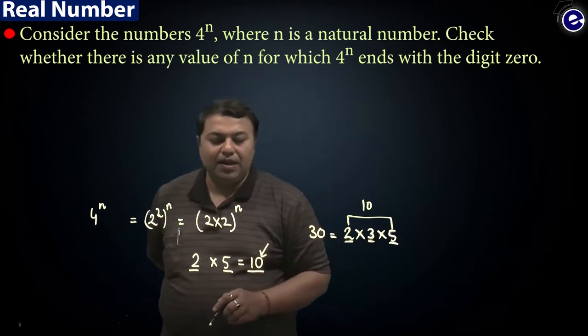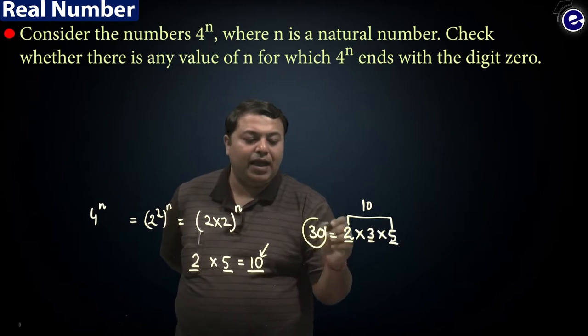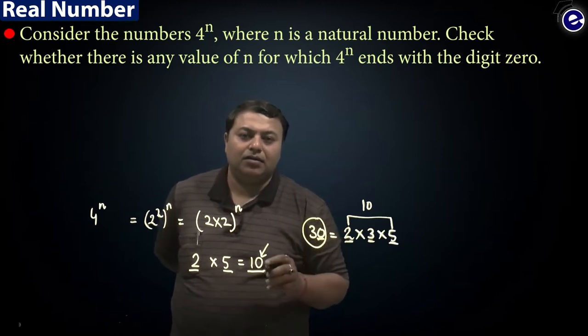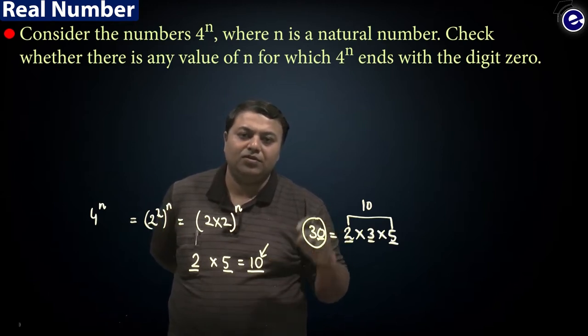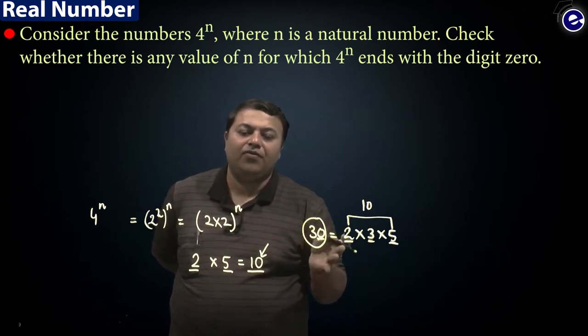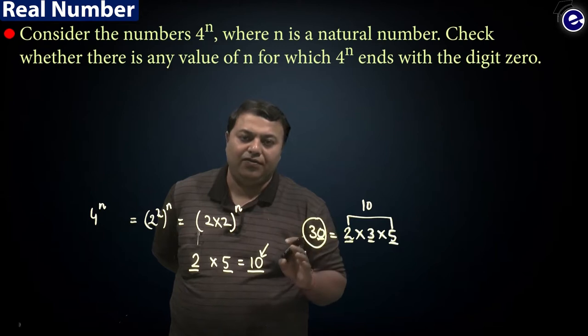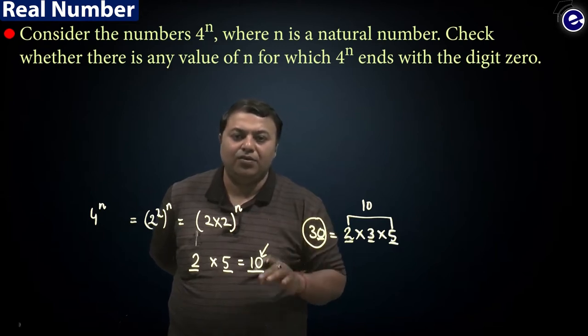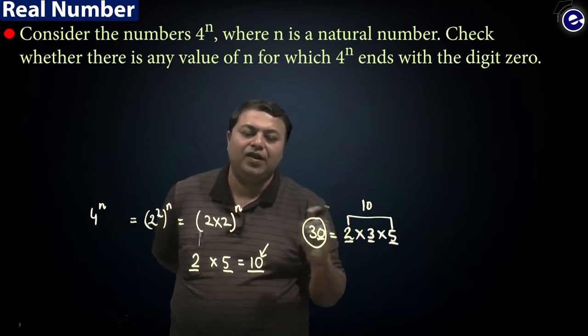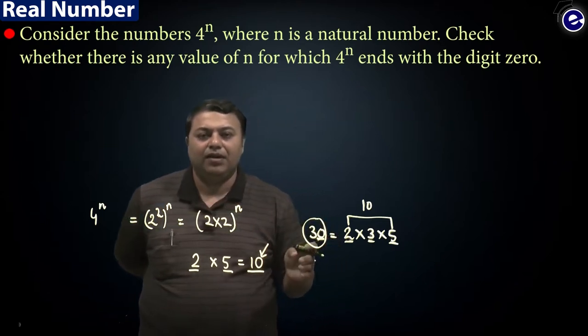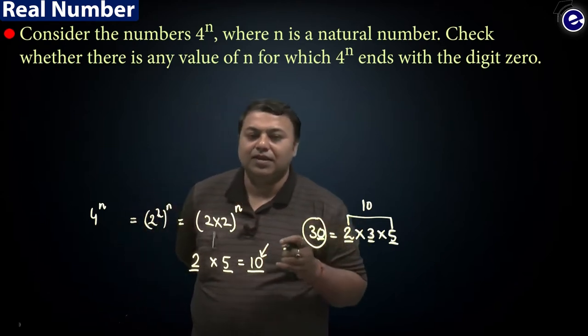So similarly, in order to get one zero, or 2 zeros or 3 zeros at the end, we need one pair of 2 and 5. So if you have one pair of 2 and 5 as prime factors, then only will you get a number that ends with a 0.